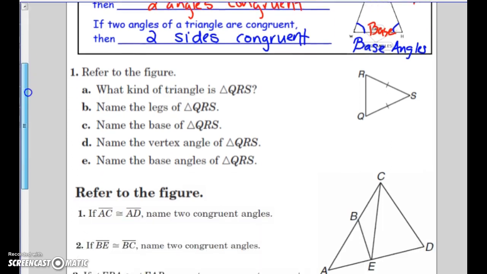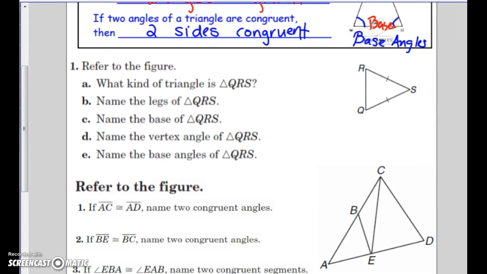So now let's refer to this picture. Somebody tell me what kind of triangle is triangle QRS? Isosceles. Then somebody tell me what are the names of the legs? RS and SQ. Segment RS and segment SQ. Does it matter what order those go in? No. Make sure you put the symbol atop.